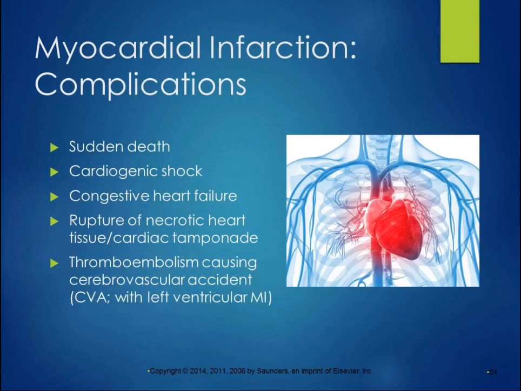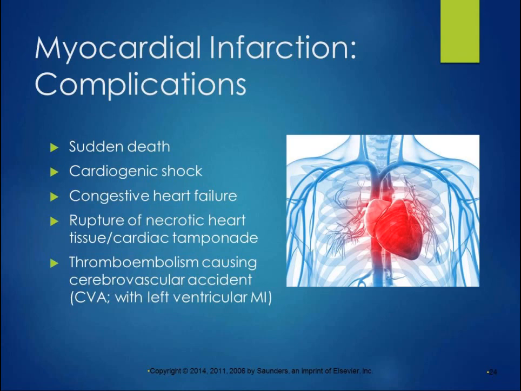Complications of MI: sudden death, that's a bad complication. Cardiogenic shock, so it's inadequate perfusion of oxygenated blood caused by the problem in the heart. Congestive heart failure, that's another complication. Rupture of that necrotic heart tissue causing cardiac tamponade. So if the tissue's damaged enough that you get a rupture, now there's blood going out into the pericardial sac. The pericardial sac fills up with the blood and compresses the heart, doesn't allow it to move. That's called cardiac tamponade. It's very serious.